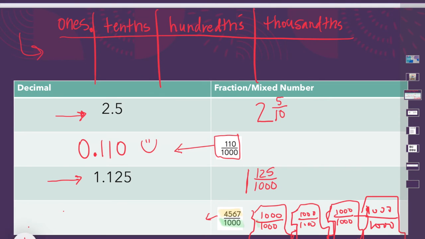So I have how many wholes? You can count them. 1, 2, 3, 4. So I have 4 ones. And the remaining fractional part is 567 thousandths, or 4.567. That would be our decimal.